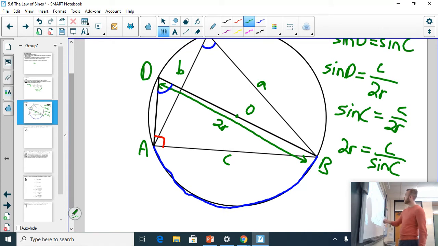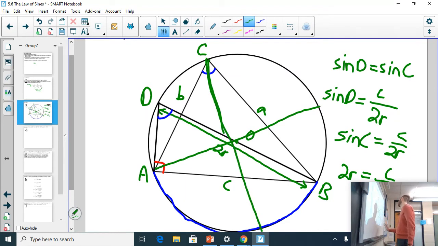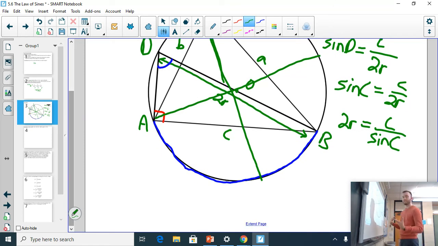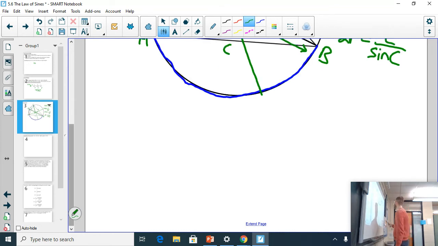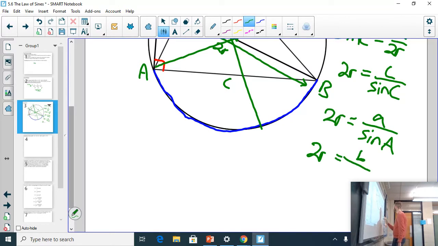If we were to do the same thing from point A, and we drew a diameter through and then labeled a point, and then we did the same thing with C here, and we went through the center and the diameter and made another point there, what we would end up getting, I'm not going to do it 3 different times because it's all the same concept, is 2R equals a over sine of A, and we would get 2R equals b over sine of B.